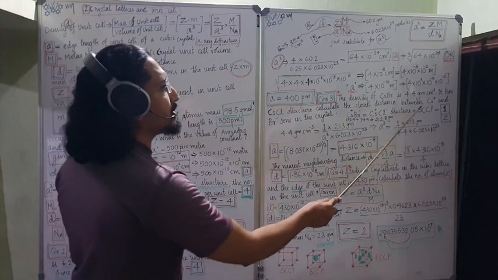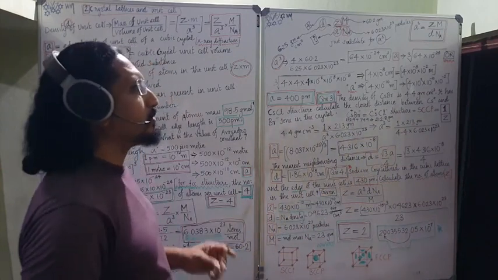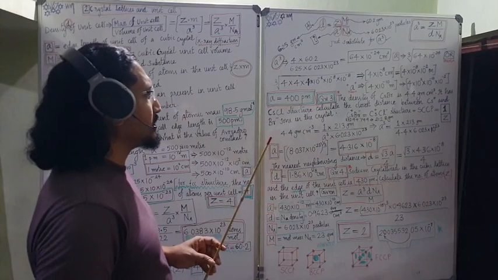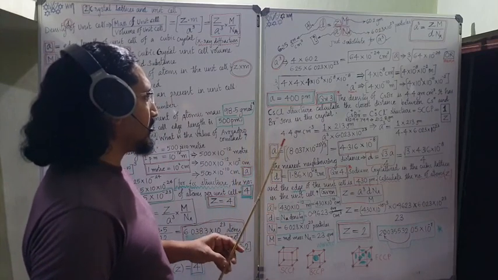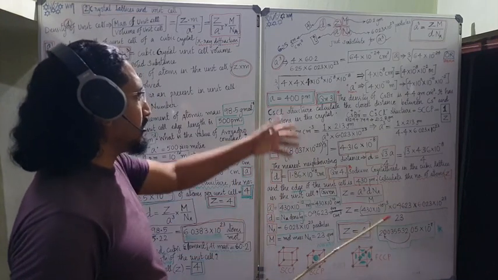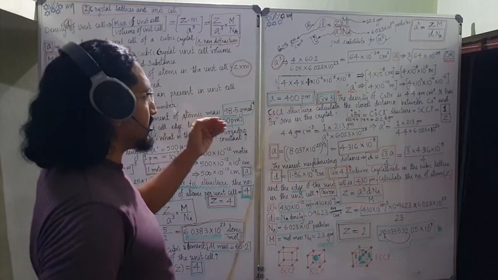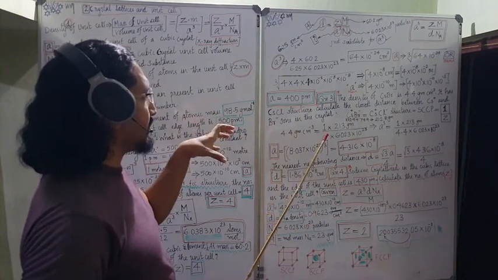Calculate the closest distance between cesium and bromine ions in the crystal. So what is to be found out? The closest distance is what we want to find out. What is the edge length in this thing? The closest distance is based on the edge length.